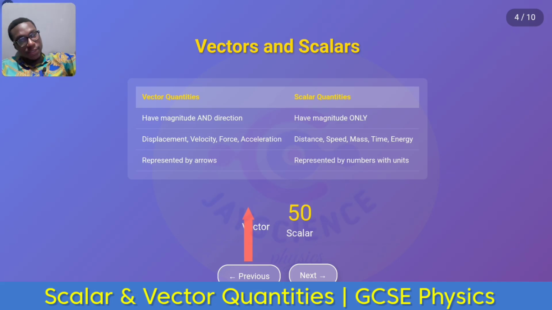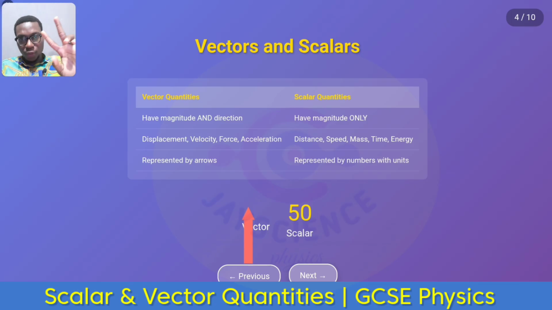So we've compared displacement and distance. You know the difference now. And then speed and velocity, are they the same thing? No, they're not. But just based on what you have on the screen, you should know they're not the same. But let me break it down further.